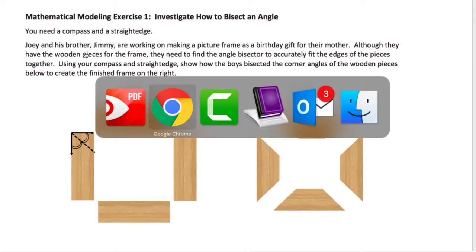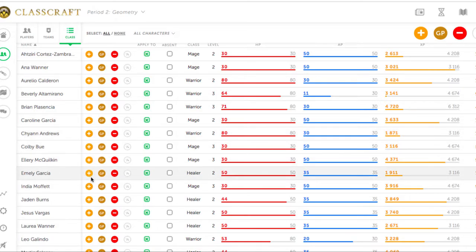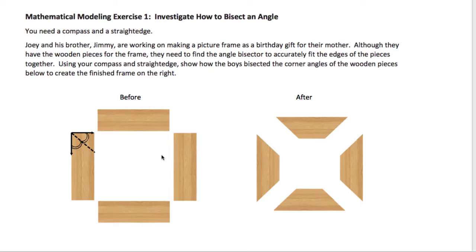Joey and his brother, James, are working on making a picture frame as a birthday gift for their mother. Although they have the wooden pieces for the frame, they need to find the angle bisector to accurately fit the edges of the pieces together. Using your compass and straight edge, show how the boys bisected the corner angles of the wooden pieces before to create the finished frame on the right.